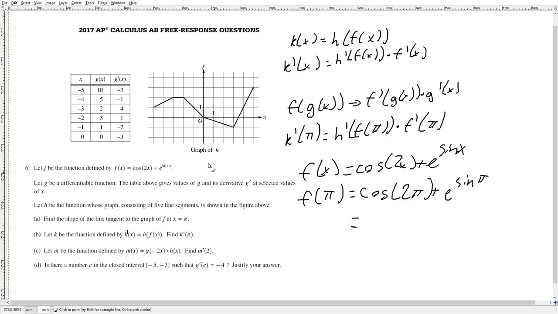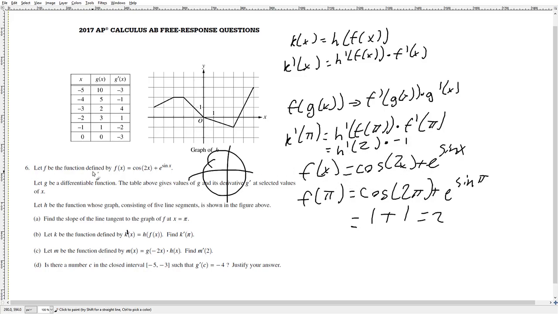So cosine of 2 pi, let's draw our makeshift unit circle. 2 pi is right here, so it's 1, plus e to the sine of pi. Sine of pi is 0, so it's e to the 0, which is 1. That equals 2. So moving back over here, h prime of 2 times f prime of pi. In part A, we already solved for f prime of pi because it asked us to find the derivative of f at pi. We already found that, and that was -1.